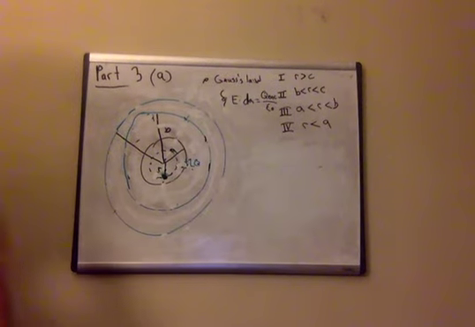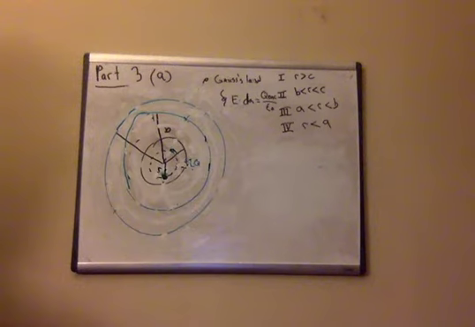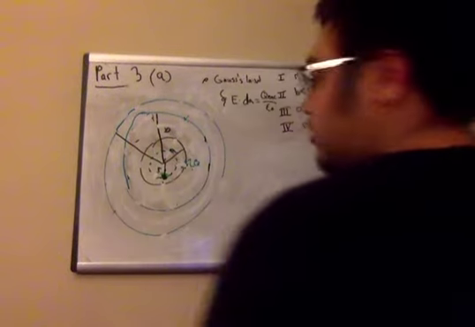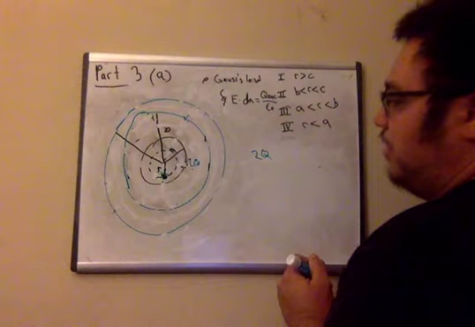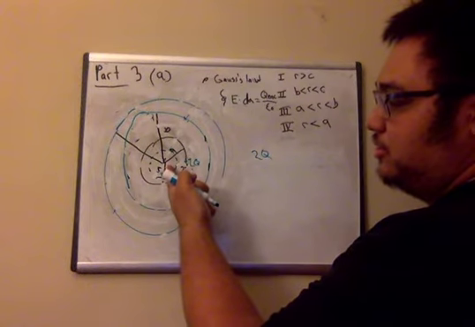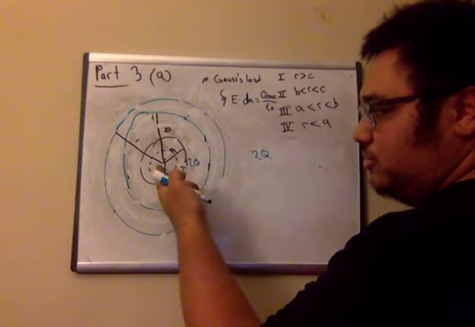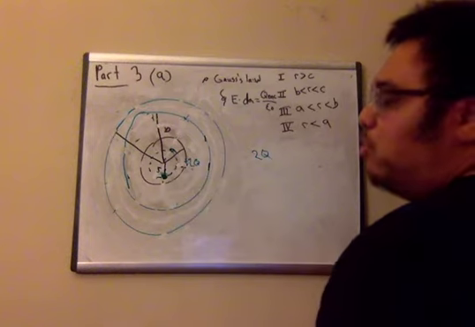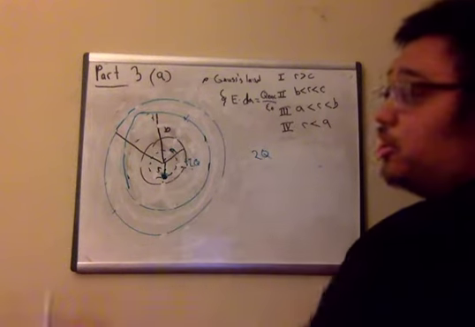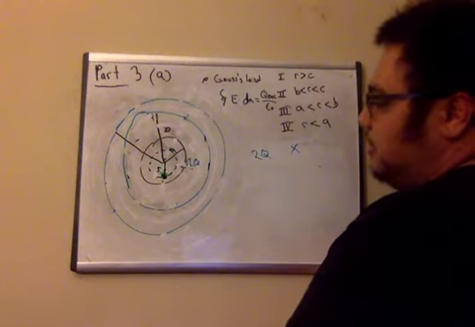Okay, so remember that the overall charge of the sphere is 2q, right? So the overall charge of the sphere is 2q. But the charge enclosed in our new Gaussian surface, the new sphere that we drew, this dotted line here, is only a portion of the overall charge. But we don't know what it is. So let's say it's x.